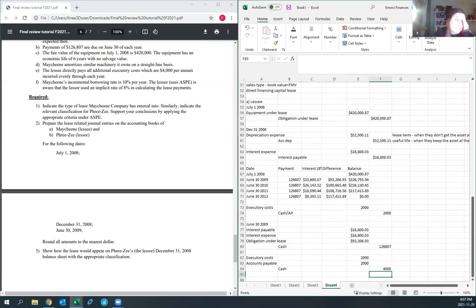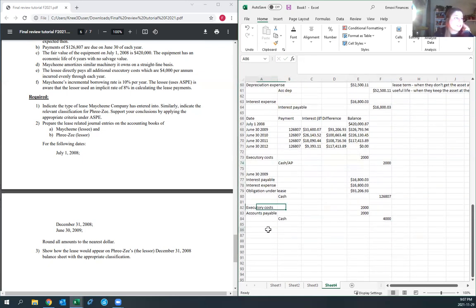All right, so that's it for the lessee. Now for the lessor. On July 1st, 2008, what did they record? They recorded a lease receivable. They recorded unearned interest income, and they got rid of their asset.